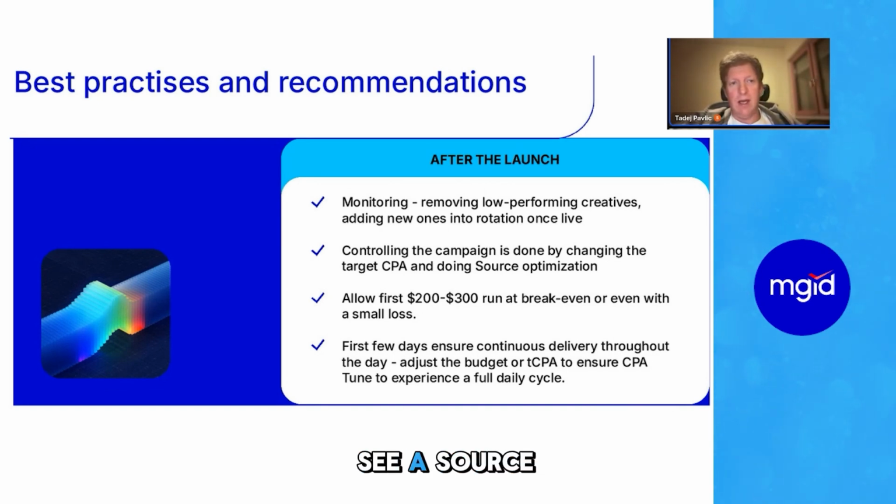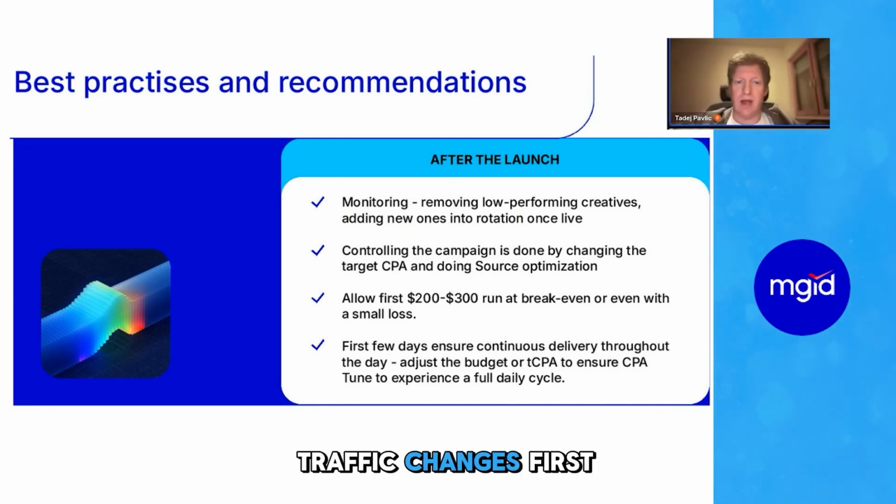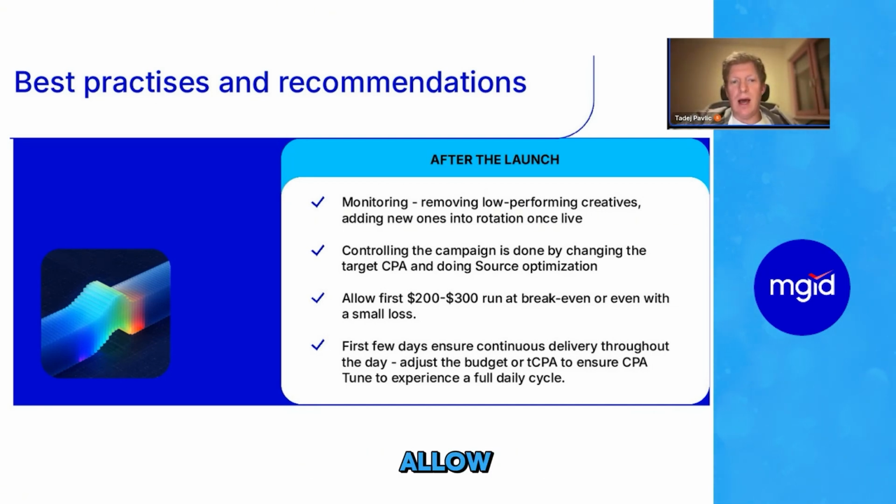If you see a source where you spent a certain amount of the budget and you don't see any conversions coming in, you can deem it as not good. You can block it, and you can also retest it later if the traffic changes. First, we recommend you allow it to spend some money, like $200, $300, and run it, let's say, at break even or even with a small loss. So we advise patience here, right? Because this is the phase where the algo is collecting the data.